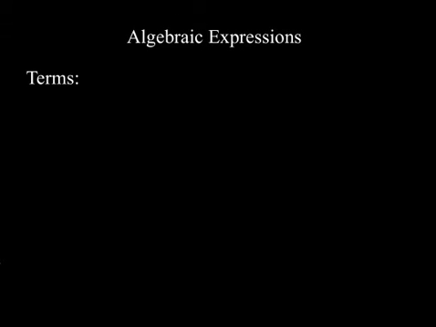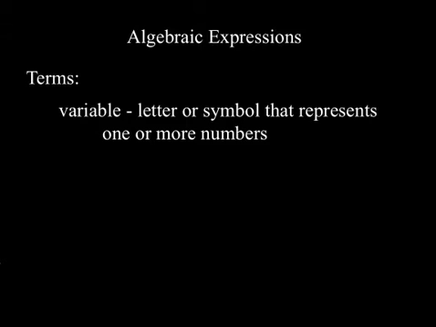Today in section 1.2 we move on to algebraic expressions, and we have a few terms to go over before we start doing some actual math work. The first one is a variable, and a variable is a letter or a symbol that is used to represent one or more numbers. A common variable that we use is x, but you'll see a lot of different ones: a, b, c, y, z. There's a lot of variables that people will use in various situations.